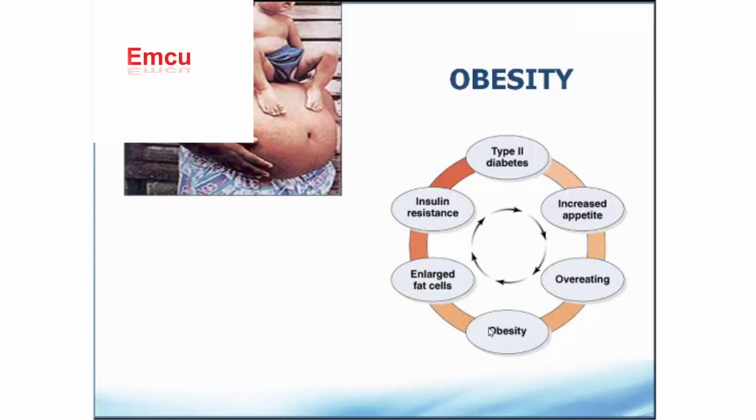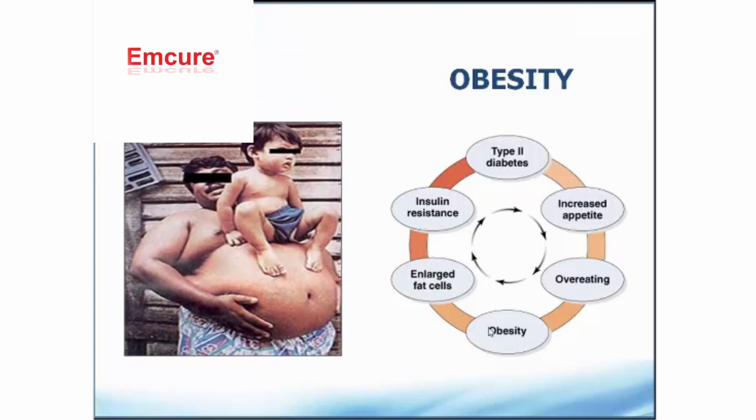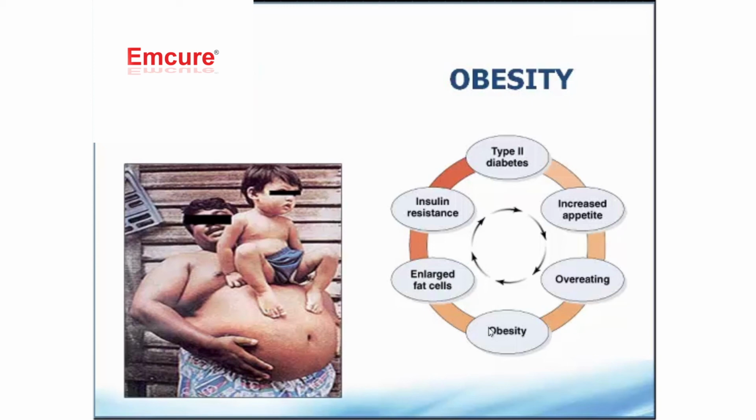There are certain more complications which diabetes brings, like obesity. A type 2 diabetic patient, as you all know, experiences insulin resistance, and thereby there is an increased appetite, which in turn leads to overeating, obesity and enlarged fat cells. This is actually a very vicious cycle.